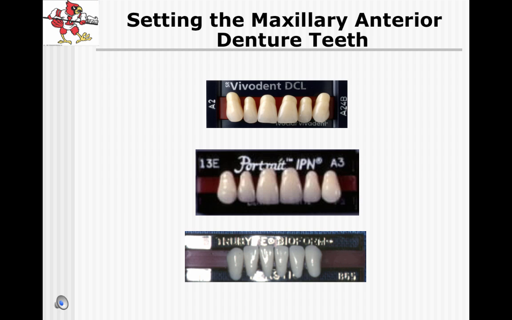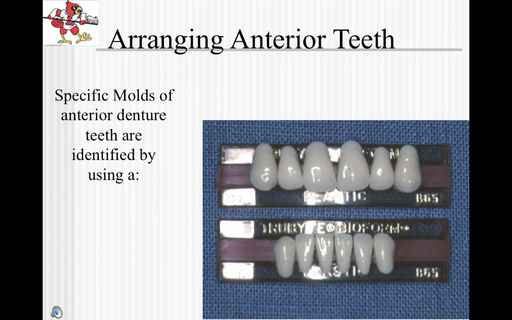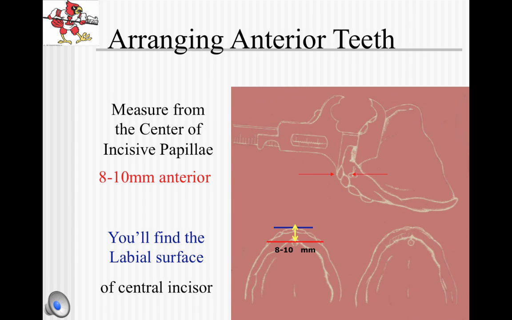Here are some examples of denture teeth and how they come packaged from the manufacturer. Specific molds of anterior denture teeth are identified by using a first mold number and secondly a shade for that mold number. A study has shown that on an average, the labial surface of the maxillary incisors is 8 to 10 millimeters anterior to the middle of the incisive papilla. You must keep this in mind when setting the anterior teeth.